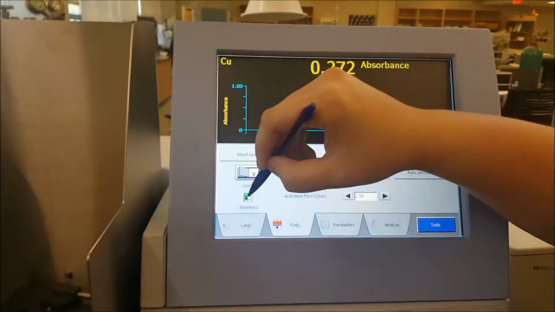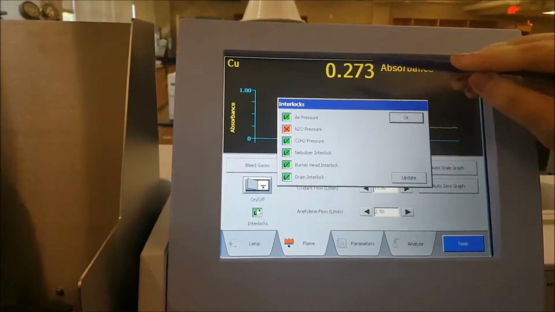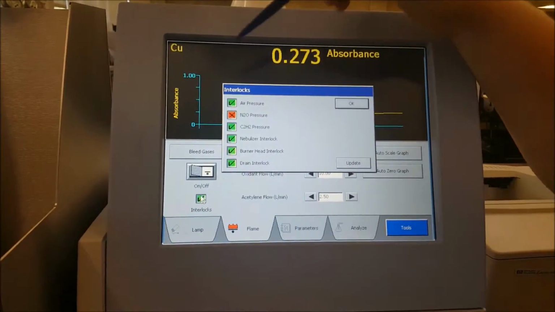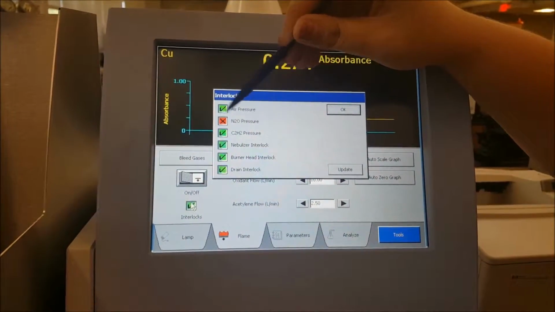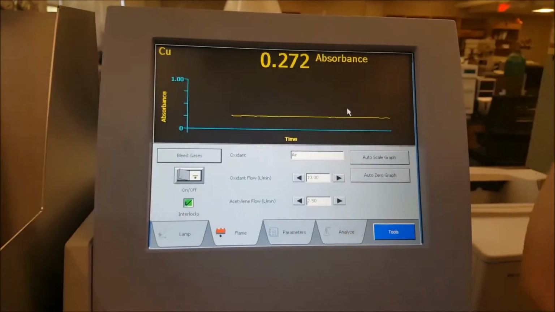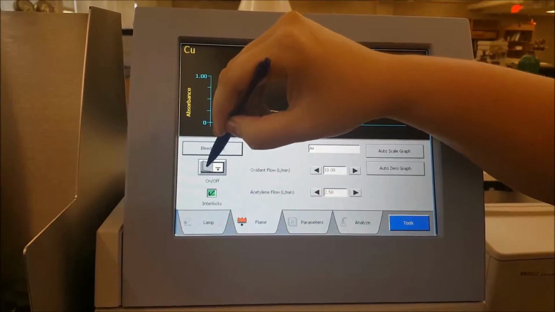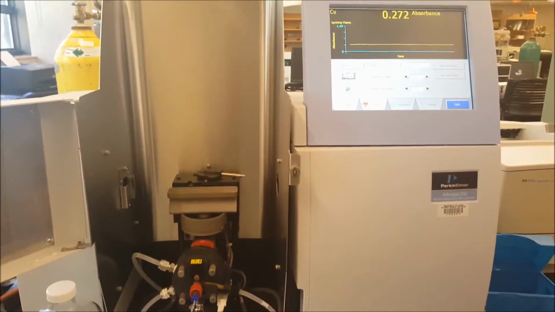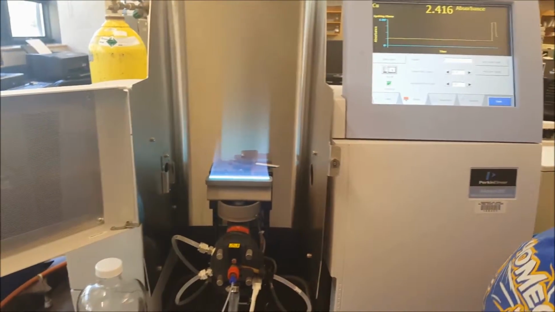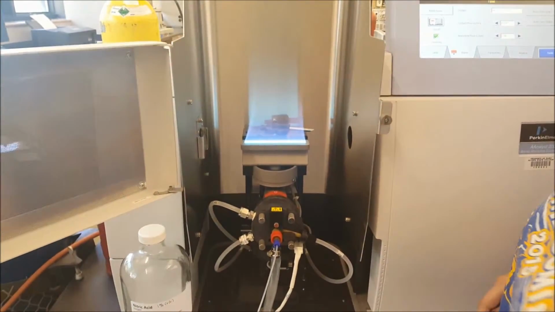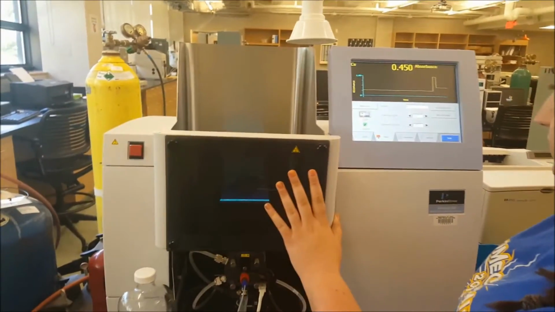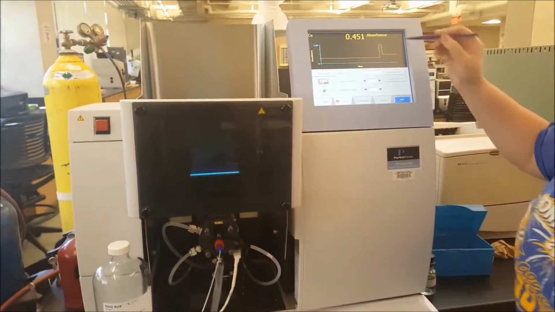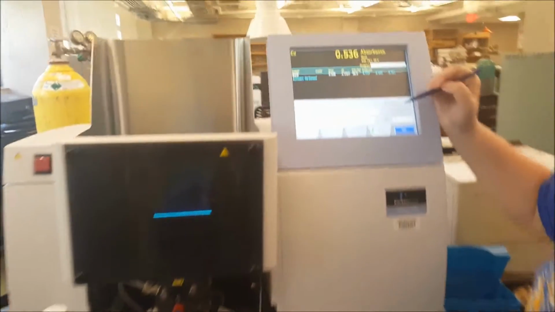We're going to check our interlocks. Now everything looks good here. Now this instrument does not use this kind of pressure, so we don't need to worry about that. Now we're going to turn the flame on. And you know it's ready when you hear that little pop. And there it goes. Okay, now we're going to analyze.